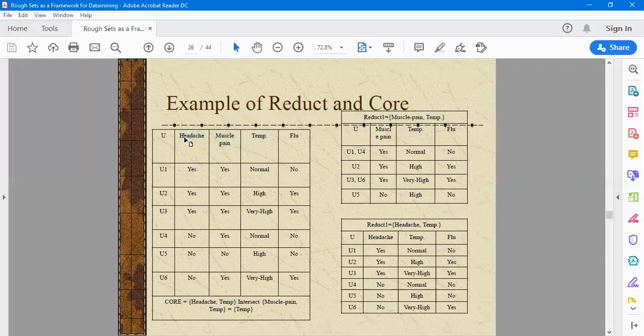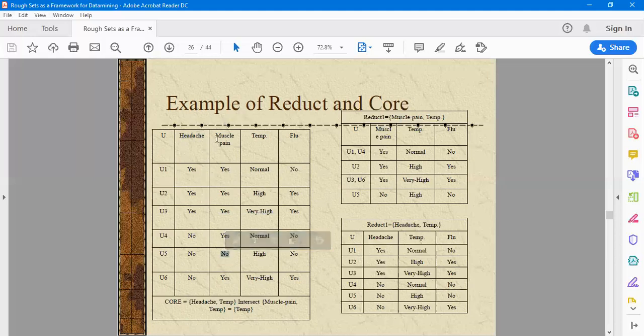Even a reduct can be only headache, only muscle pain, or only temperature. But by looking at the data set, we can see that if you take only headache, somewhere it is yes and somewhere it is no. So obviously this cannot be an individual attribute that is a decision maker. Headache alone cannot decide whether you have flu or not. Similarly, if we only take muscle pain, somewhere it is yes and somewhere it is no.